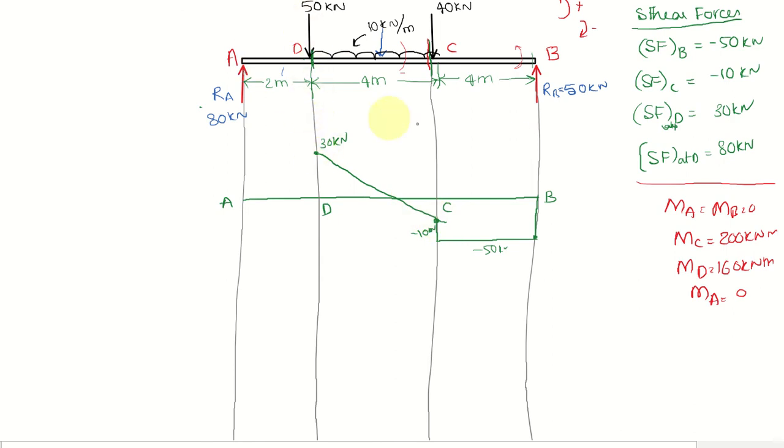And suddenly at D what happens, 80 kilonewton, because 50 kilonewton is being added up, suddenly that will increase up to 80 kilonewton. So there is no force in between. So that is of course matching with reaction force HA. So this is positive shear force.